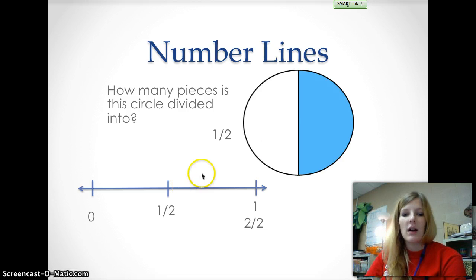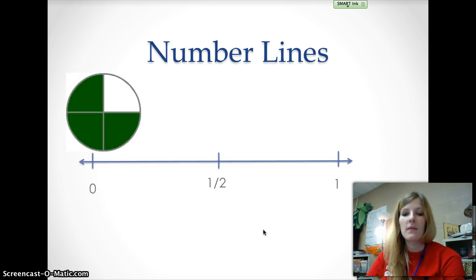If I continued on to the next one, if I start here, 1, 2 hops, 2 out of 2 total, that would mean that I have 2 parts shaded in, and that would be the same as 1 whole. Anytime that you have a numerator that is the same as the denominator, that means you have 1 whole.